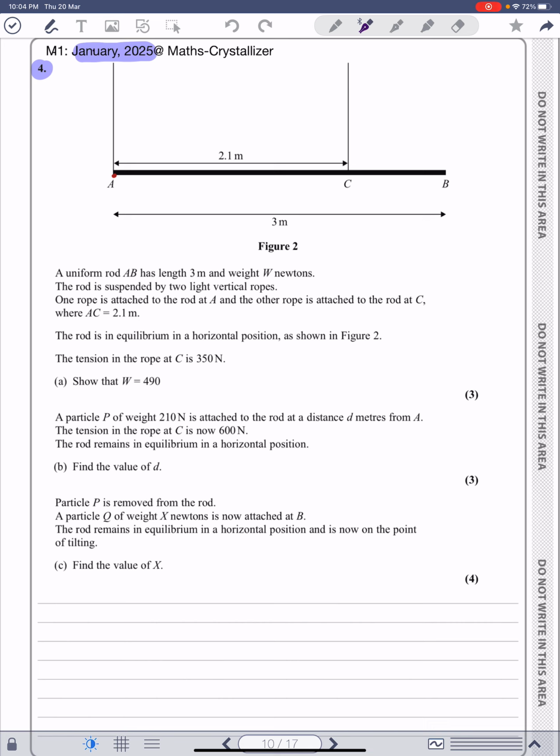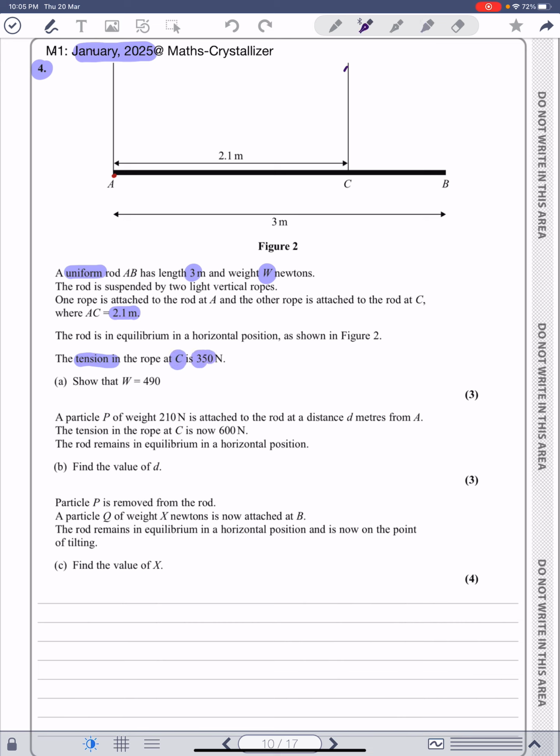A uniform rod AB has length 3 meters and weight W newtons. The rod is suspended by 2 light vertical ropes, so we'll be having tensions. One rope is attached at A as shown, the other at C, where the distance between A and C is 2.1 meters. The rod is in equilibrium in horizontal position. You are given the tension in the rope at C is 350 newtons.